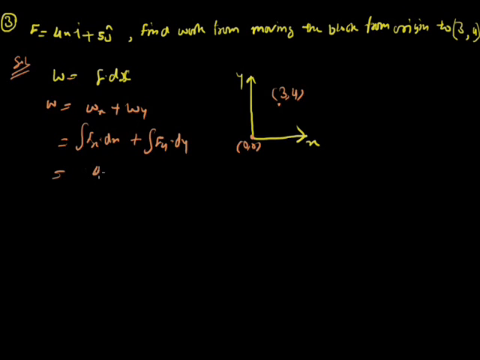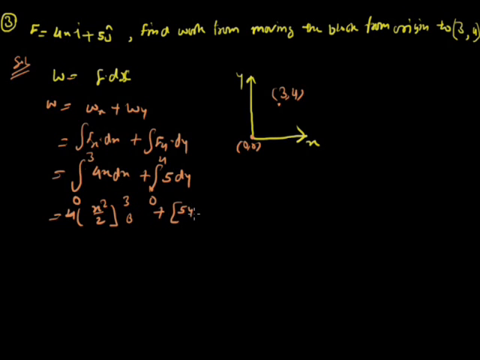Simply Fx is what? 4x. The limit is 0 to 3, dx, plus Fy. This is simply what? 0 to 4. Fy is simply 5, and dy. By solving this, we would find the total work done. That would be 4x square by 2, from 0 to 3, plus 5y from 0 to 4, and by solving this we would find this would be equal to 38 Newton. This is the total work done by the force. Okay.